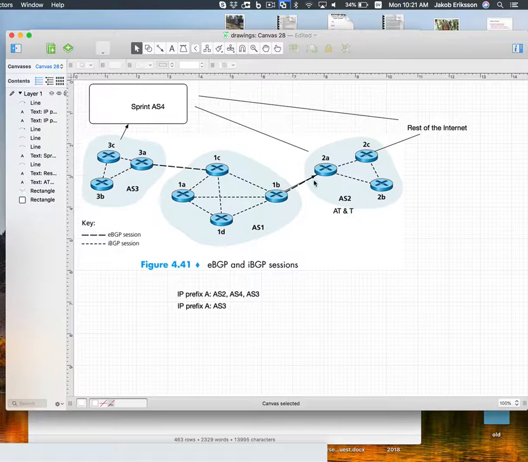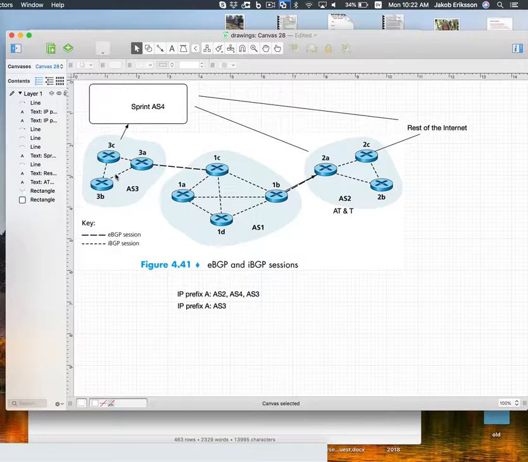Same for UIC here and AT&T, right? But what about this link? So the general rule is that you don't announce peer-to-peer routes, right? The peer-to-peer route to UIC from Urbana is available within Urbana and within UIC, but we don't tell our providers. So AT&T doesn't know that we are connected to Urbana.